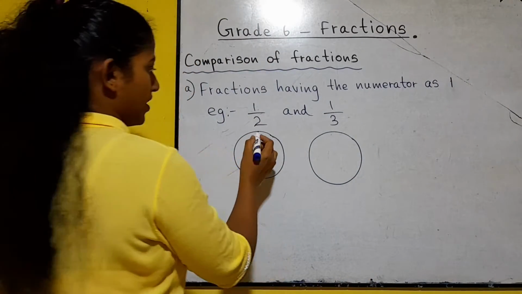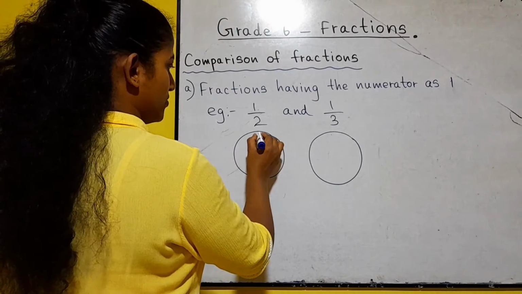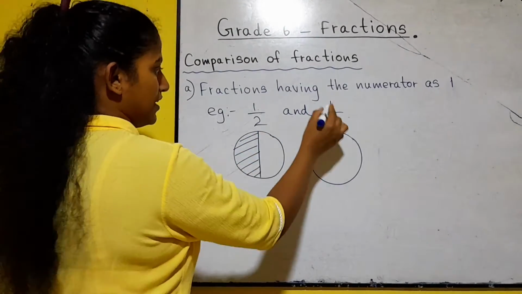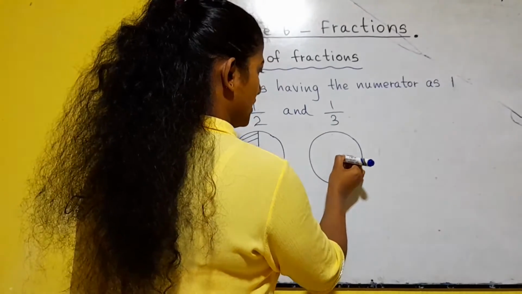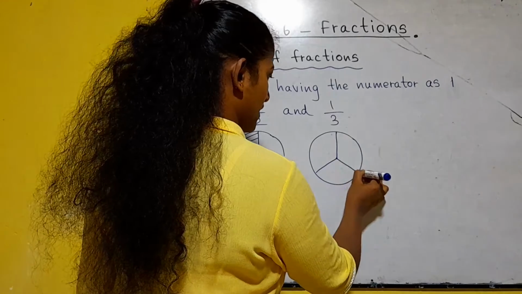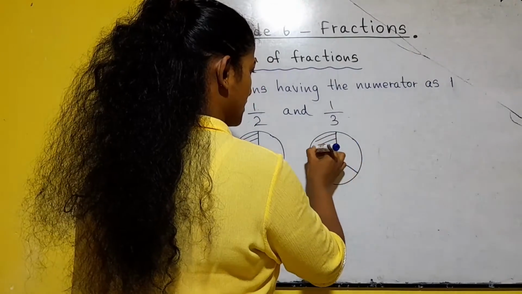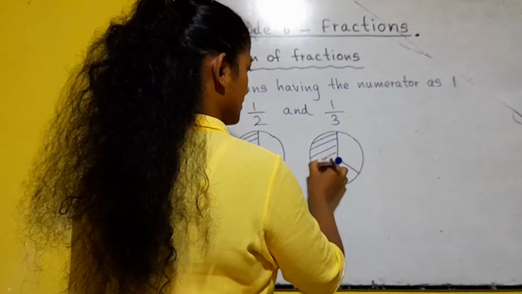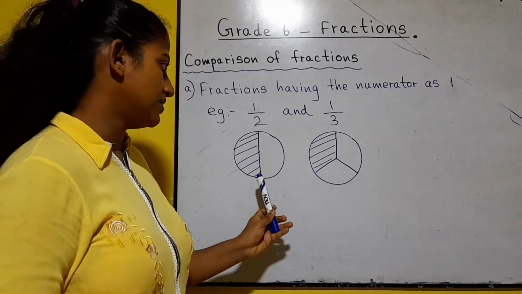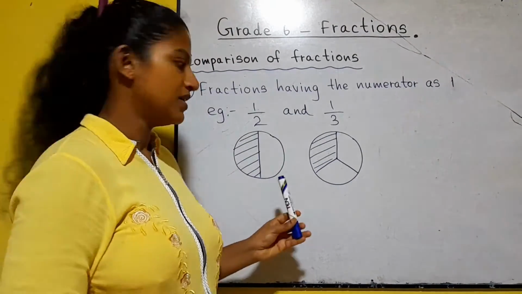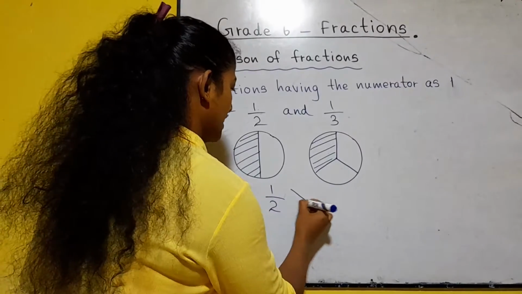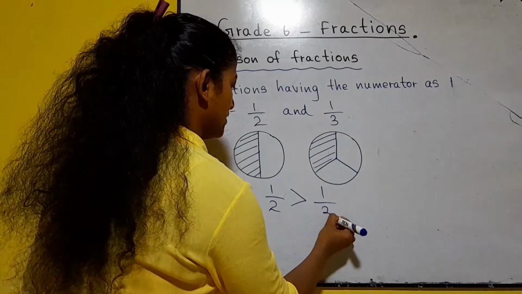To represent 1 over 2, I have to divide this into two equal parts and shade one part. Then to represent 1 over 3, I have to divide this circle into three equal parts and shade one part like this. Then we can conclude that the larger portion is in the first circle. So the fraction 1 over 2 is greater than the fraction 1 over 3.